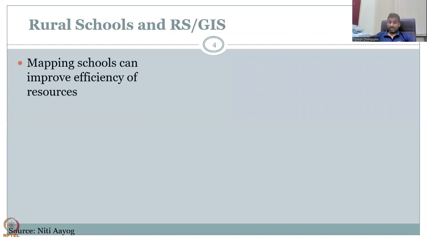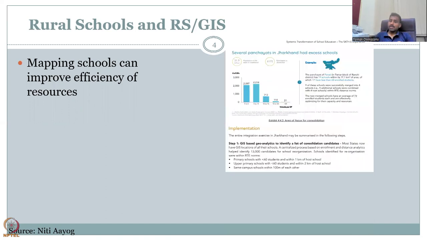Mapping of schools can improve efficiency of resources. When I say resources, it includes the infrastructure to build the schools, like the money that is invested to build the schools. And also the manpower that is supplied to these schools, teachers, caretakers, books, which are other resources that are given, food, nutrition packets, water, electricity, computers. If you go to rural villages, you do see computers with internet, right? All these resources can be mapped and used effectively.